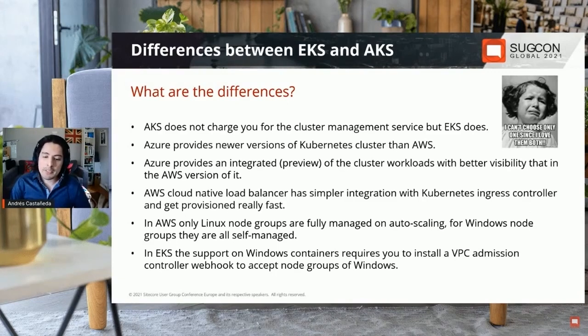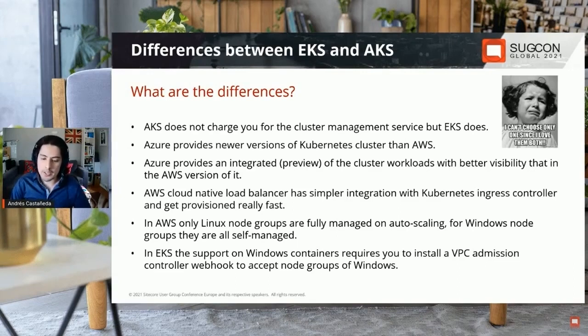AWS's cloud native load balancer has a simpler implementation with the Kubernetes Ingress controller and gets provisioned really fast. So this is a good one for AWS. Their application load balancer, which compares to the application gateway, is faster to get provisioned by the Ingress controller. In the case of Azure, the application gateway has to be created separately from the Ingress controller, and you need to have this created in advance before applying your Ingress.